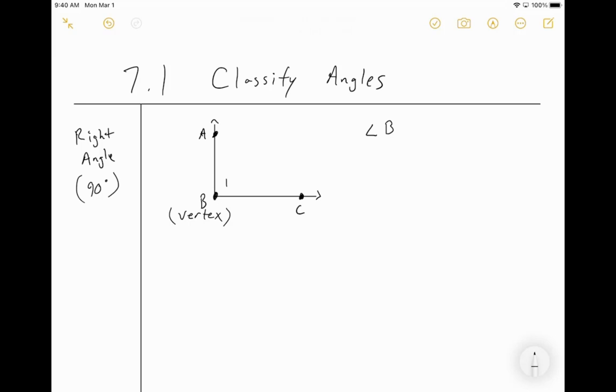You cannot call this angle A. Okay. You cannot call it angle C. It has to be angle B, as in boy. The other one you can see is there's a number there, so we call this angle 1. Angle 1 is another name for this angle.